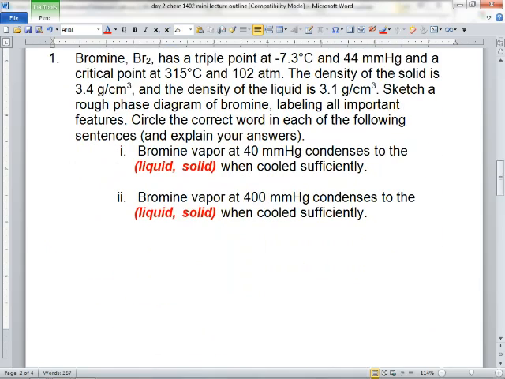Okay, let's see if we can check out some of these homework questions here. Let's look at the question first.